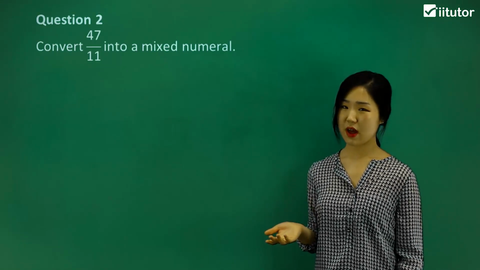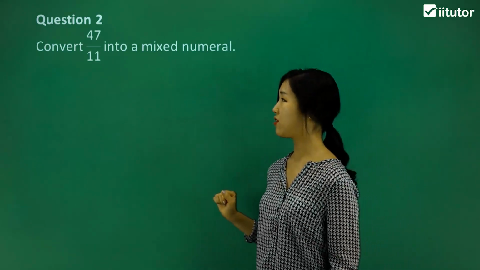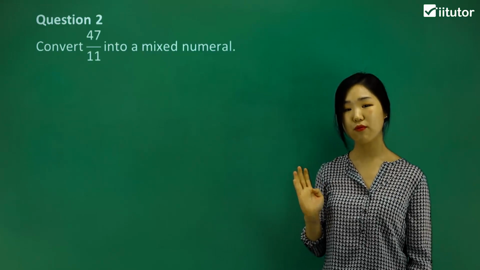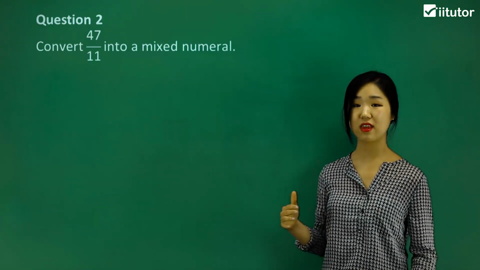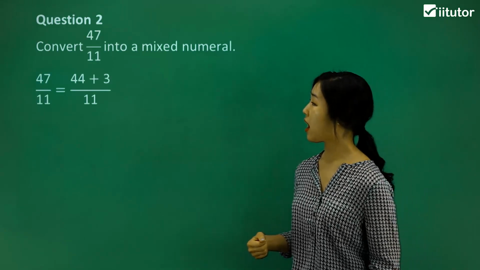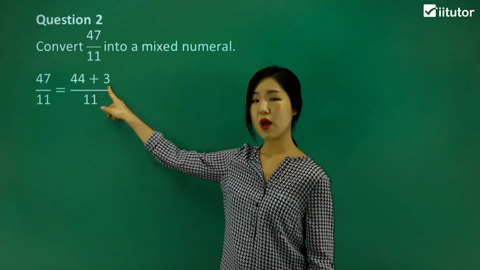But if we do 11 times 5, that will be 55. That will be way too big. That exceeds 47. So I'm thinking that 11 times 4, 4 lots of 11's, is the largest amount we can fit. So I'm going to change it to 44 plus 3.